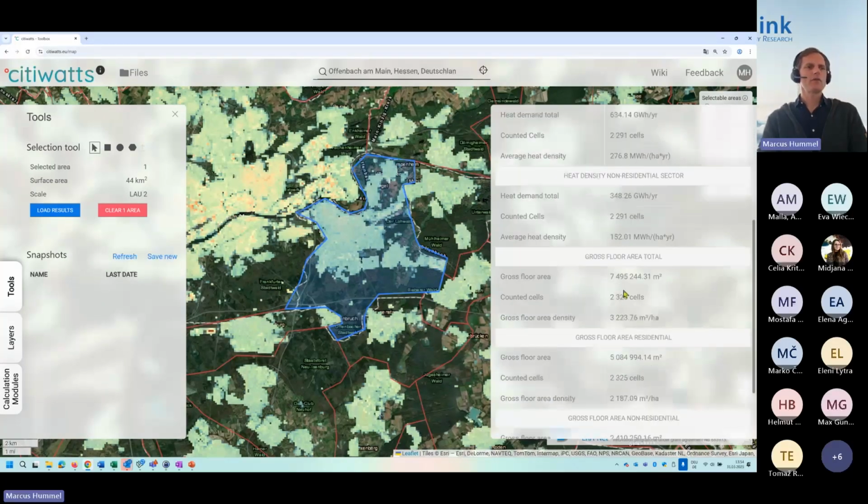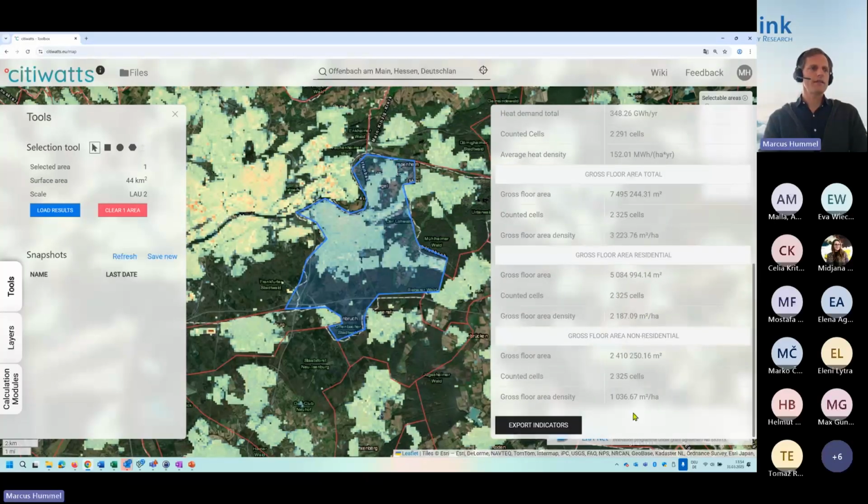And we have in total around 7.5 million square meters gross floor area. And here you see again the split.